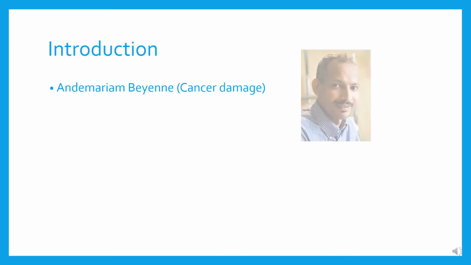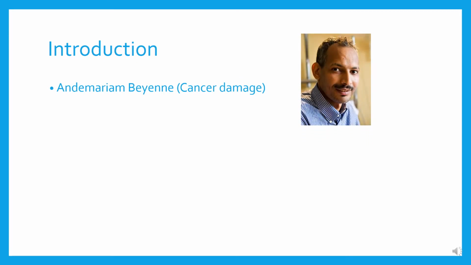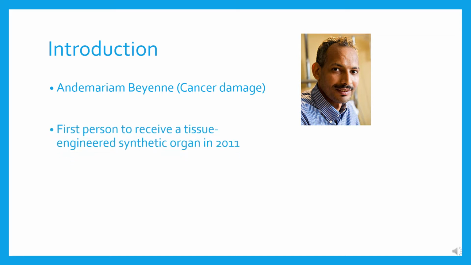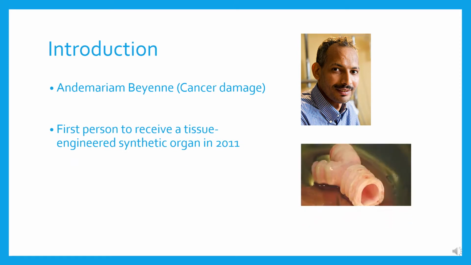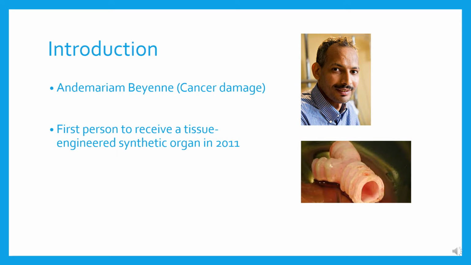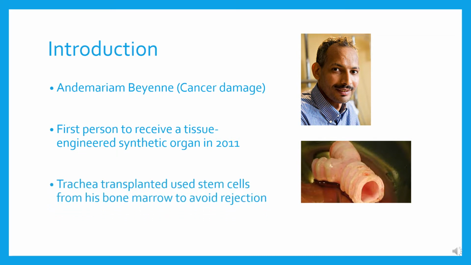This is under Marion Bayen. He's a cancer sufferer, or he was a cancer sufferer, until they transplanted a trachea. But he wasn't an ordinary trachea. In 2011, he was the first person to receive a tissue-engineered synthetic organ. This means they made a trachea for him. They made it out of stem cells from his bone marrow, which matched his tissue type, and therefore would have avoided any complications with rejection.